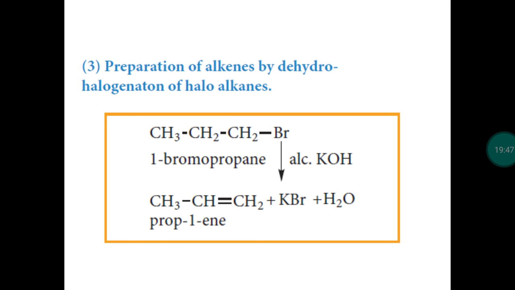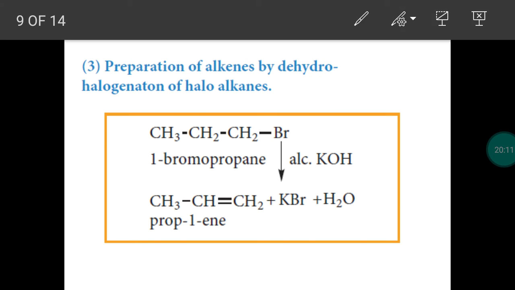Then next is the dehydrohalogenation process. Hydrohalogenation means addition of hydrogen halides: HF, HCl, HBr and HI. These are called hydrogen halides. If these molecules are added, it is called hydrohalogenation. If this is removed, it is called dehydrohalogenation. So from alkyl halide, there will be elimination of hydrogen halide.